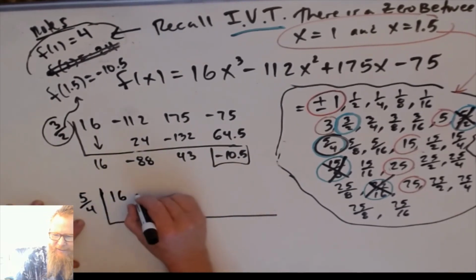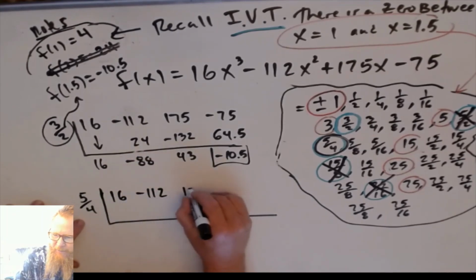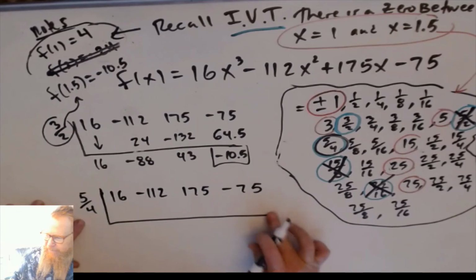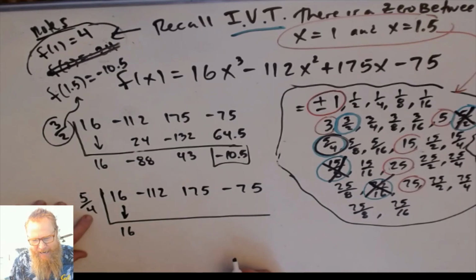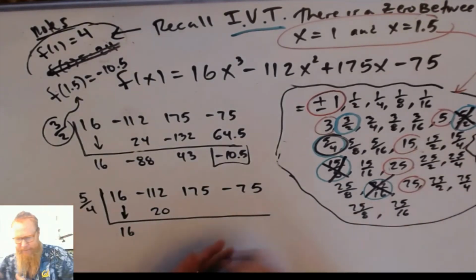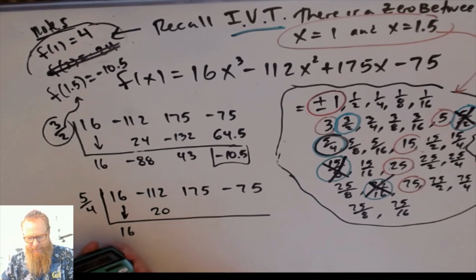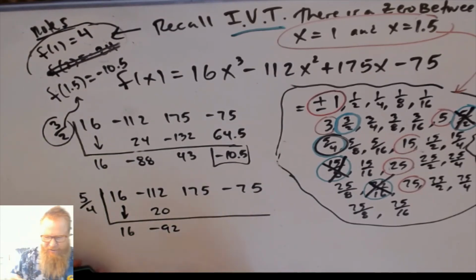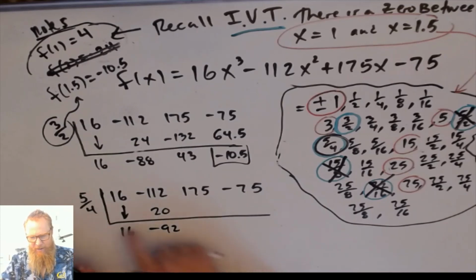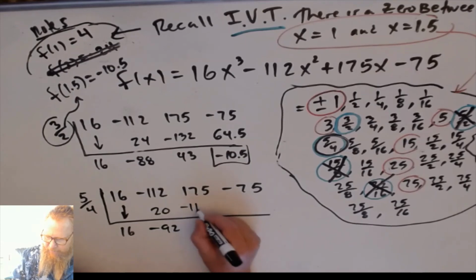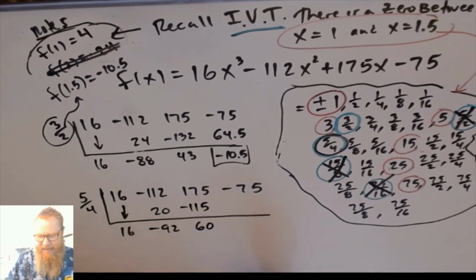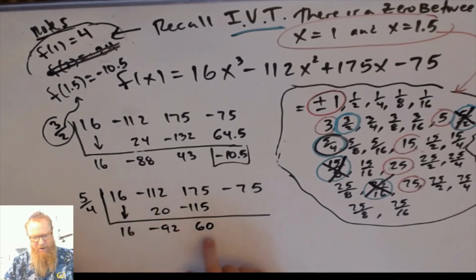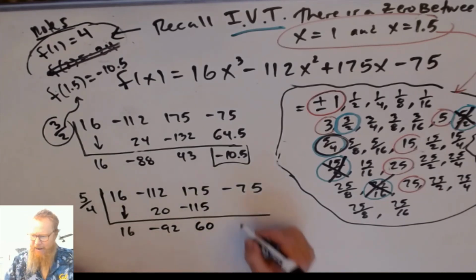Let's see. 16, negative 112, 175, negative 75. Bring down the 16. Divide, multiply, you get 20. Negative 92 divided by 4 times 5 is negative 115. Get 60. Divided by 4 times 5. Oh, look at that.